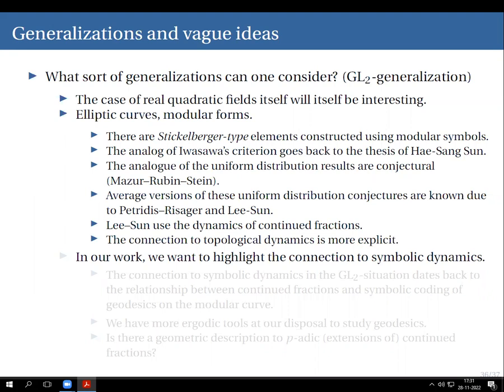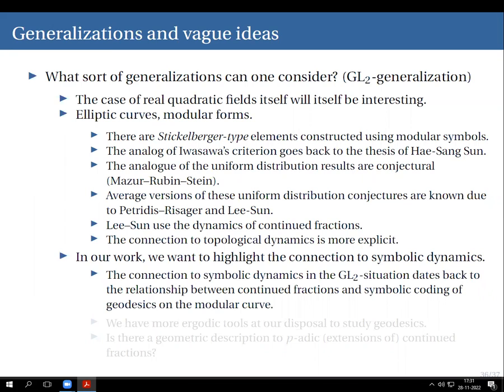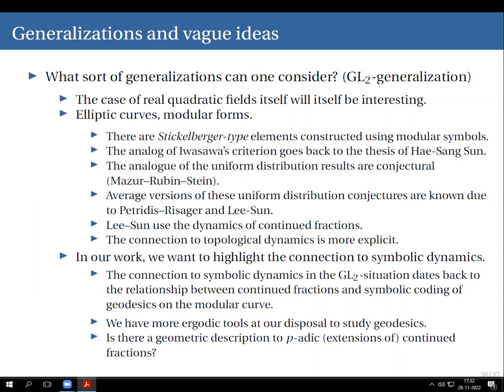I don't think I can say anything about either of their works, except that I know Jungwon and Haesung, and I think they use continued fractions. And so the main thing that we wanted to highlight was that continued fractions have this symbolic dynamics associated to them, and that's what we wanted to highlight in the GL1 situation with these p-adic digits. This relationship between continued fractions and the symbolic coding of geodesics on the modular curve goes back to a lot of authors, and I think one of the substantial results in this area is by Bowen and Series. What we wanted to explore is that there are more ergodic tools to study these geodesics.